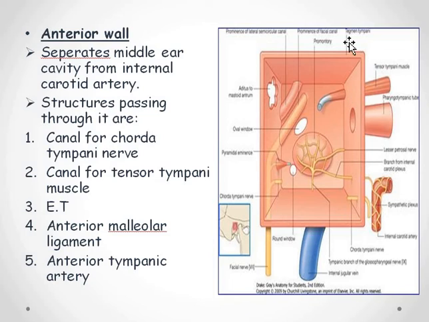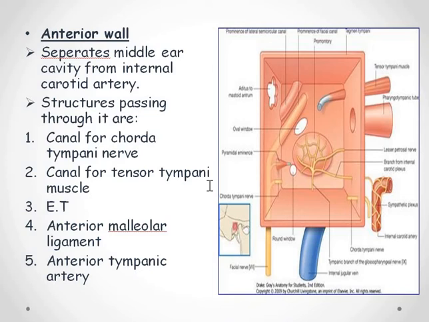Now again, these are the walls of the middle ear. The anterior wall separates the middle ear cavity from the internal carotid artery. So this is the internal carotid artery. Then there is the canal for the chorda tympani nerve. You can see the chorda tympani. The chorda tympani is a branch of the facial nerve. It enters through the posterior wall, passes through the cavity, and then leaves from the anterior wall to supply the anterior two-thirds of the tongue for taste, sensation and pain.